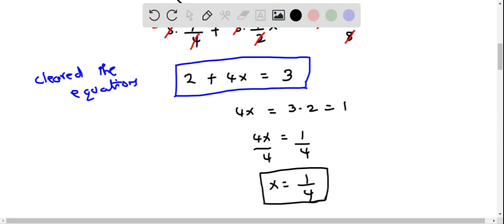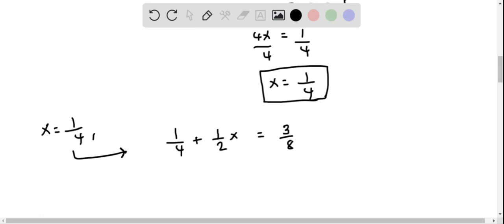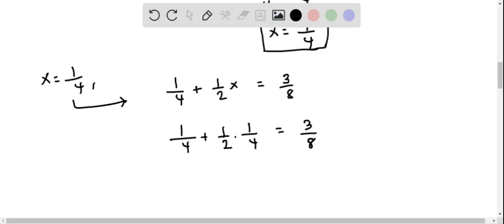Let's check this by substituting into the original equation. So we have x equals 1/4. The original equation is 1/4 plus 1/2 x, and this equals 3/8. Let's plug in x equal to 1/4 into this equation. We have 1/4 plus 1/2 times, replacing x by 1/4, and this equals 3/8. So on the left side, we will simplify. This is 1/4 plus, these two denominators will get multiplied, we have 1/8, and this equals 3/8.